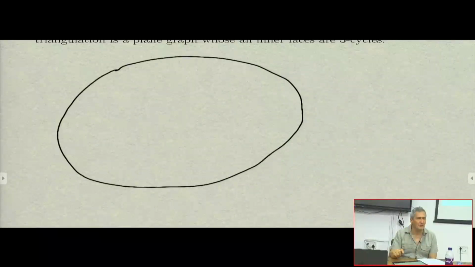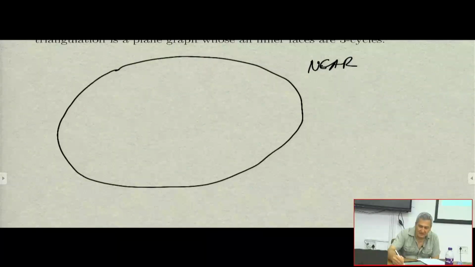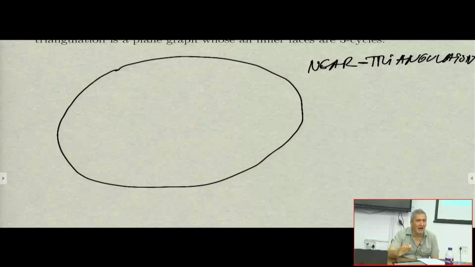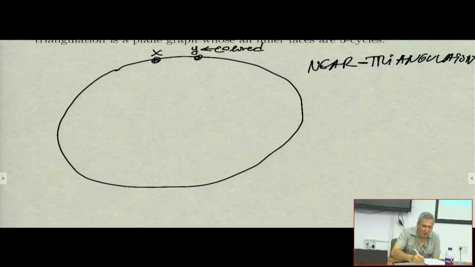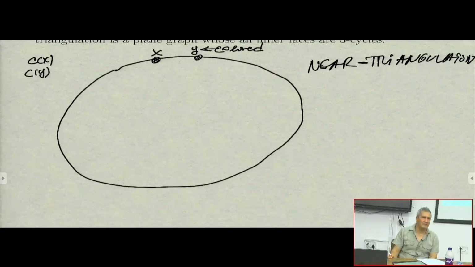Let G be a plane triangulation, a near triangulation. Do we know what a near triangulation is? Everything inside is triangles, the outside is not. So all faces are triangles except the outer face. And let's say we have 2 colored vertices, x and y. Color them, so we know C of x and C of y. Okay?